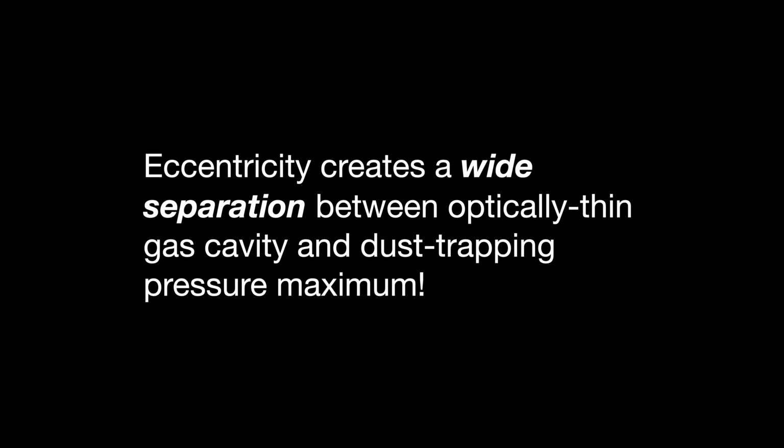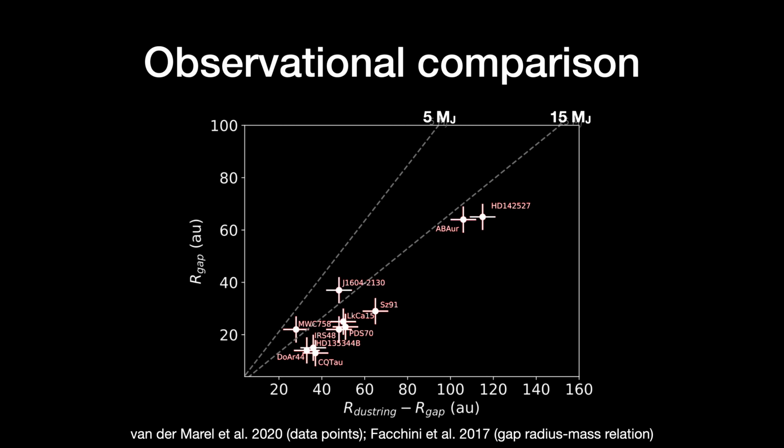So again, how does this stack up with observations? Turns out Facchini et al. in 2017 studied the relationship between planet mass and gap width and the separation between your outer dust ring and your gas gap width. And it turns out to produce a wide separation between gas and dust gaps, for a circular fixed planet, you need very, very high planet mass. So, in fact, the companion mass may even be in the brown dwarf regime, as you can see.